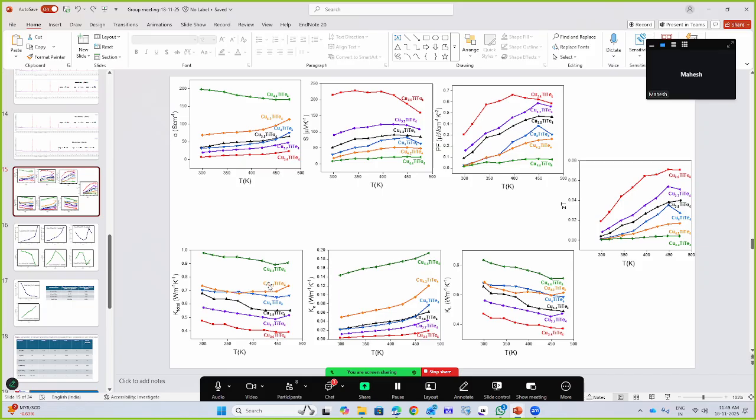But I feel like the story is not about ZT. It's a phase pure compound, and then we just show the low thermal conductivity.